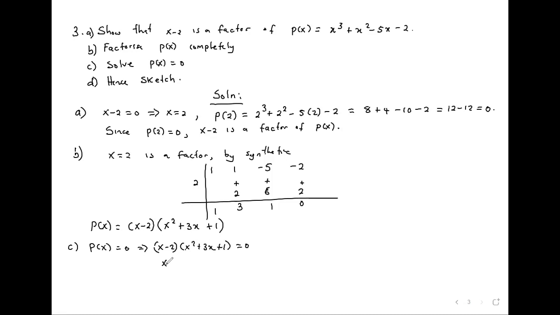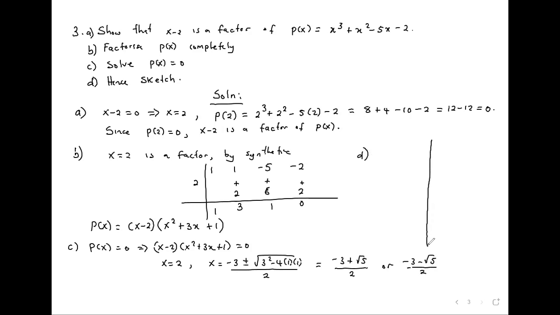It is equal to 0. So x is 2, or x is negative 3 plus or minus the root of 3 squared minus 4 times 1 times 1, over 2, giving us negative 3 plus root 5 over 2, or negative 3 minus root 5 over 2. So when they say sketch, D can even finish here because we've already found the points.